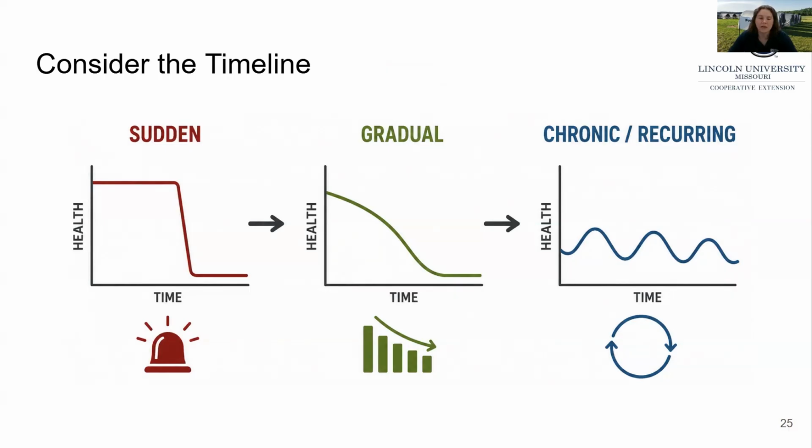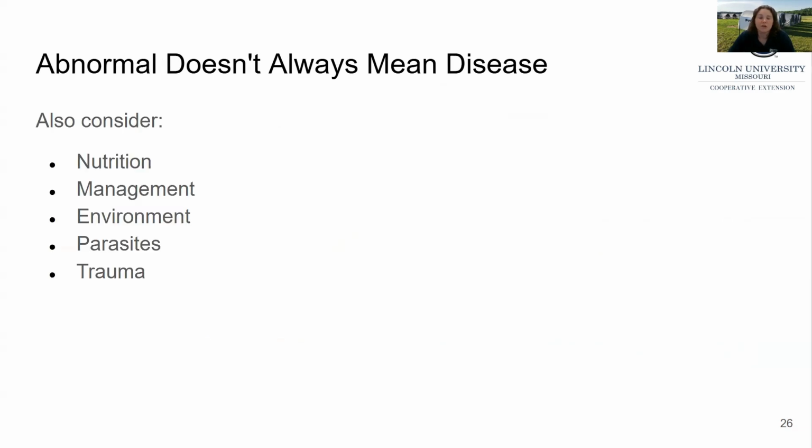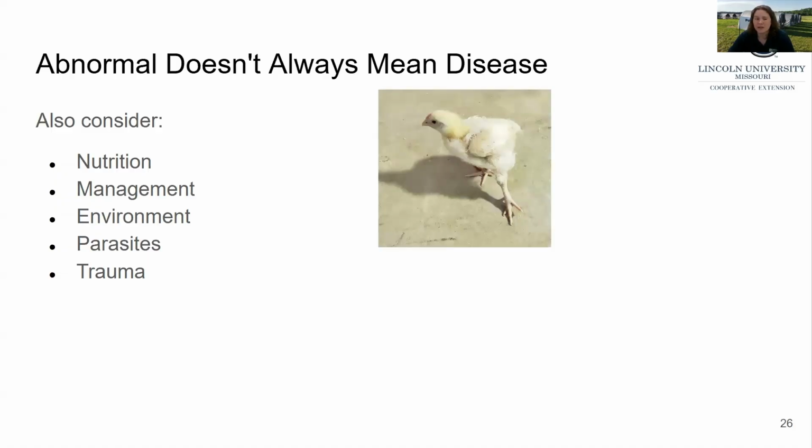But even when we do recognize something is abnormal, we still shouldn't assume that we've identified a disease. So a health problem is broader than disease. A change in appearance or behavior could be related to nutrition, management, the environment, parasites, trauma, or a combination of factors. Here's a chick who has a tendon issue with a leg. It's not a disease, it's a developmental issue.